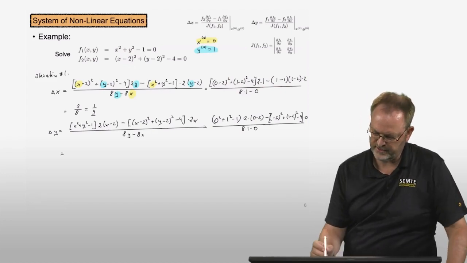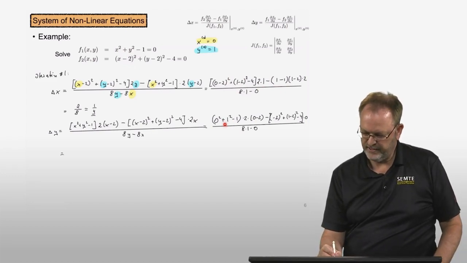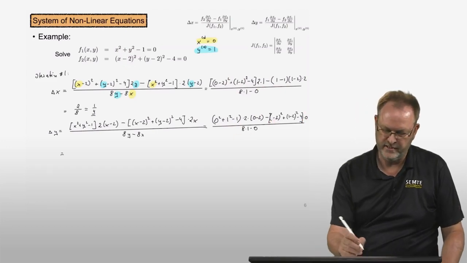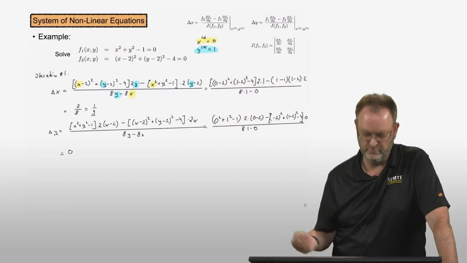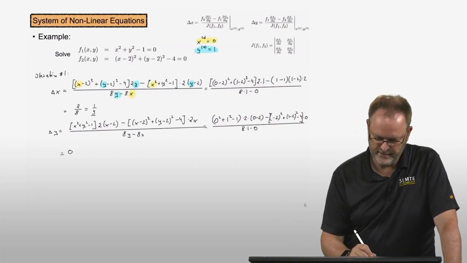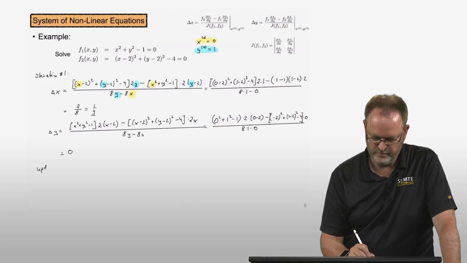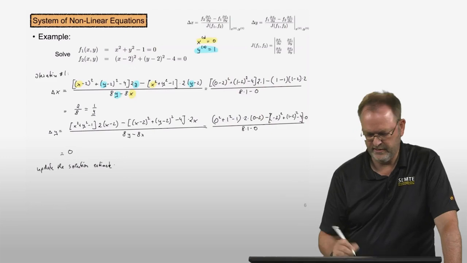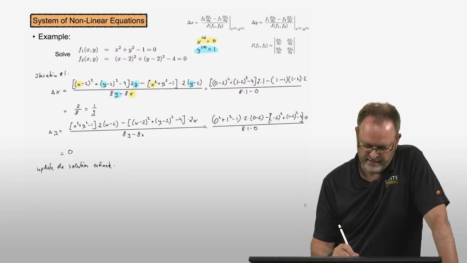Okay, so let's look at this. 1 minus 1 here gives me a factor of 0, so all of that goes away. And back here I have a factor of 0, so all of that goes away, so it's 0 divided by 8. So the delta y is 0. Okay. All right, now I found my delta x and delta y, I can update the solution estimate. All right, and the solution estimate, how to update it.